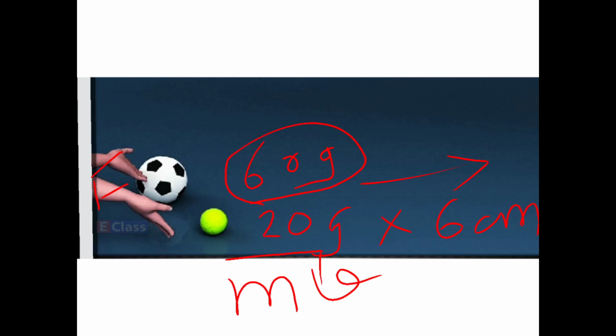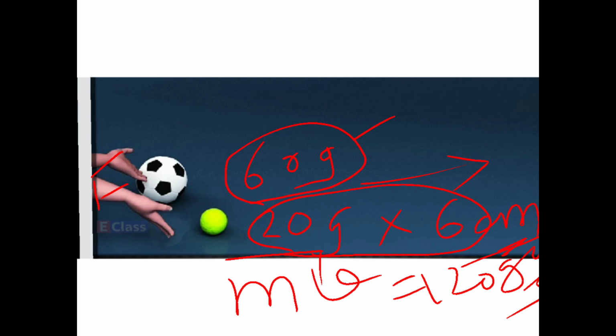Mass into velocity, product 20 into 6. How much? In just 1 second. Yes, time is 1 second. So 120 gram centimeter per second, measured in the same one second.